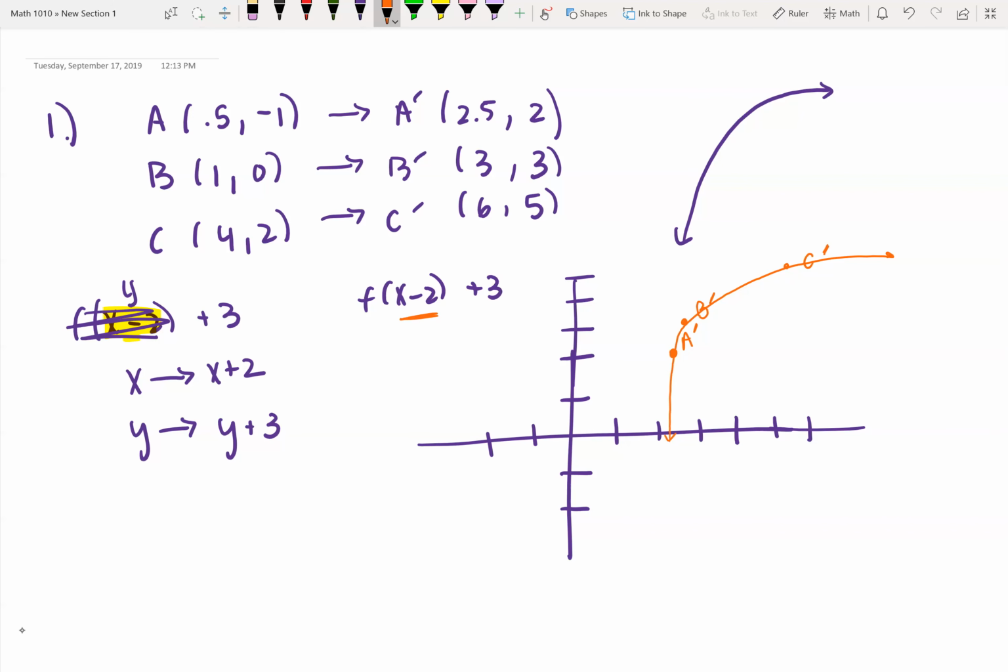This minus 2, I think most of you guys understand. That means it shifts your graph right 2. So your asymptote is also going to get shifted right 2. Okay? So that was 1A.